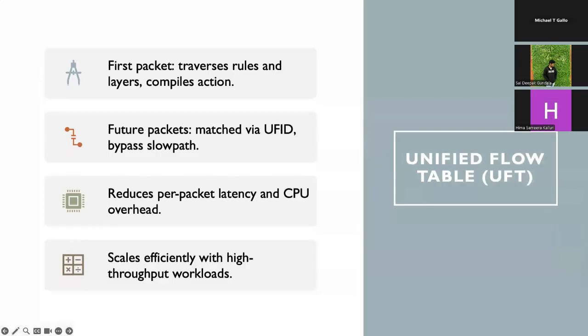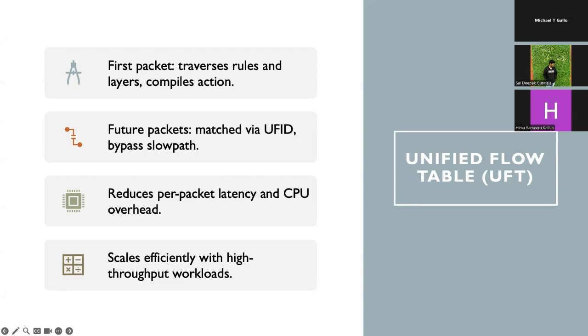Now let's move on to the unified flow table, where this slide is about the performance in VFP, and it is also VFP's main optimization tool. As we can see here, it caches flow actions after the initial packet, and it enables fast matching for future packets. It optimizes performance at large scale, and it reduces per-packet latency and CPU overhead.